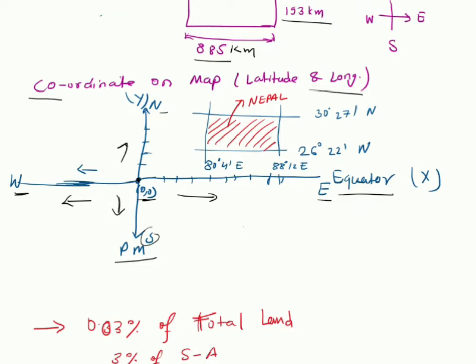As for the location of Nepal, it is 80 degrees 4 minutes east to 88 degrees 12 minutes east on the east side. And on the north side, it is 26 degrees 12 minutes north to 30 degrees 27 minutes north. So we will find our country Nepal in this location if you type this in Google.